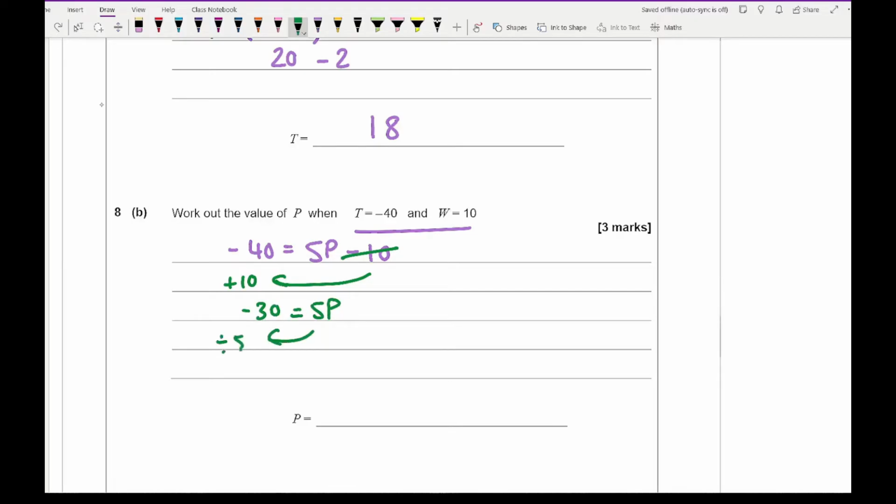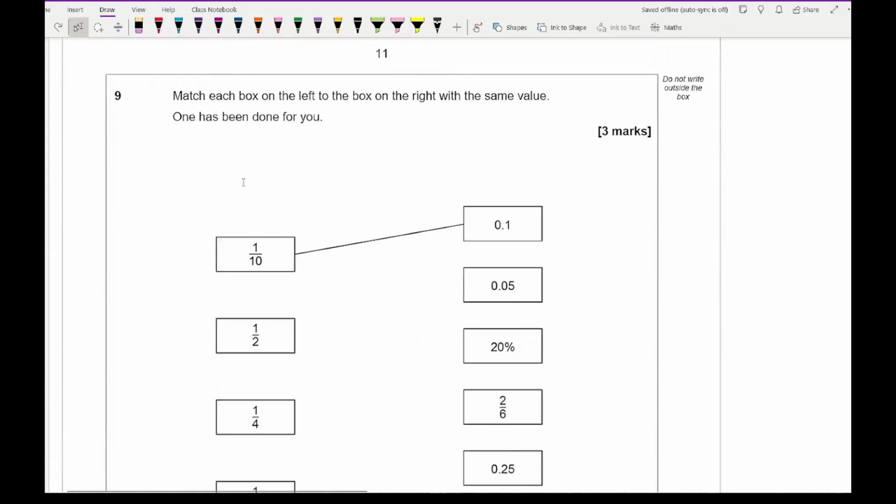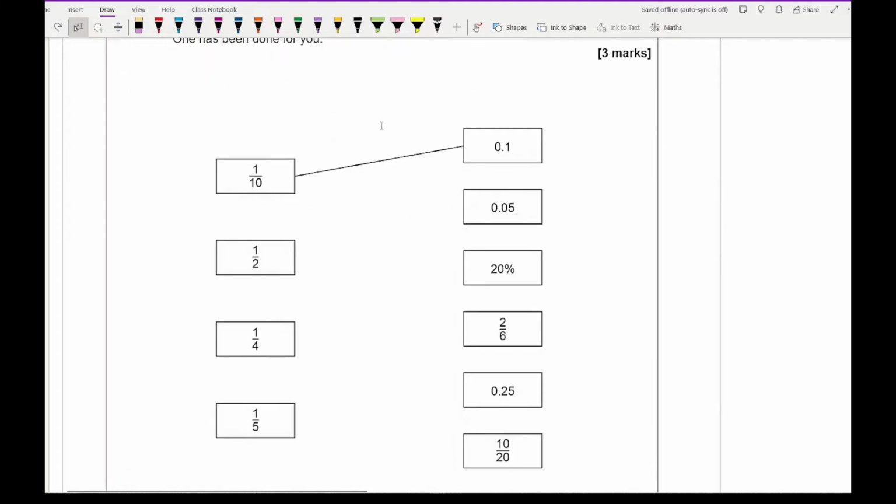Take the 5 over by dividing by 5, and I get a p value of minus 6. Moving on to question 9, it says match each box on the left to a box on the right with the same value. One has been done for you. So for here, a half is the same as 10 over 20.